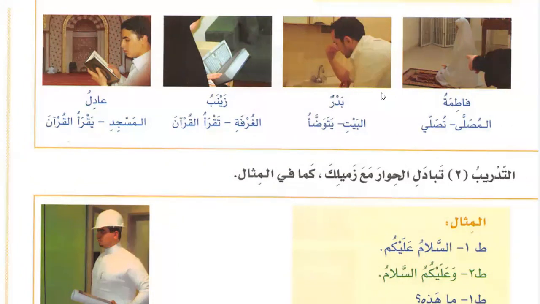Aina Badr? Badr fil bayt, huwa yatawadda'. Badr is in the home, he is doing wudu. When we read the name, we don't read the last vowel, so we just say Fatima, Badr. Okay, no last vowel.